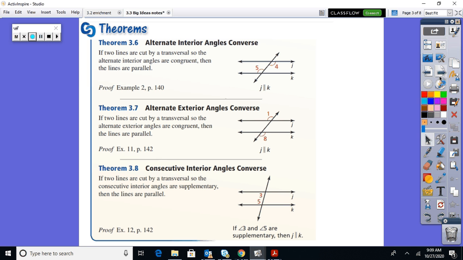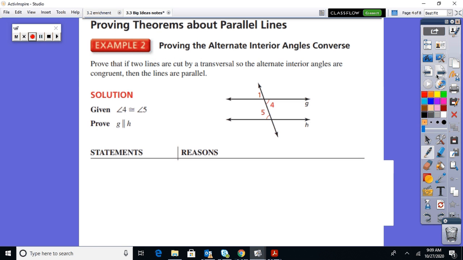All right, so now here are the rest of your converse theorems. Alternate interior, alternate exterior, and consecutive supplementary, of course. The other two are congruent. And again, it's the converse of all of them. So if two lines are cut by a transversal, so the alternate interior angles are congruent, then the lines are parallel. You won't see the arrows on these lines because we don't know they're parallel. Once you have this information, or this information, or this information equaling 180, then you would be able to say the lines are parallel.